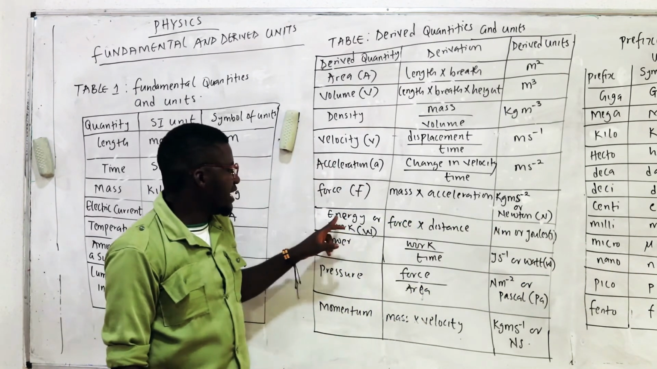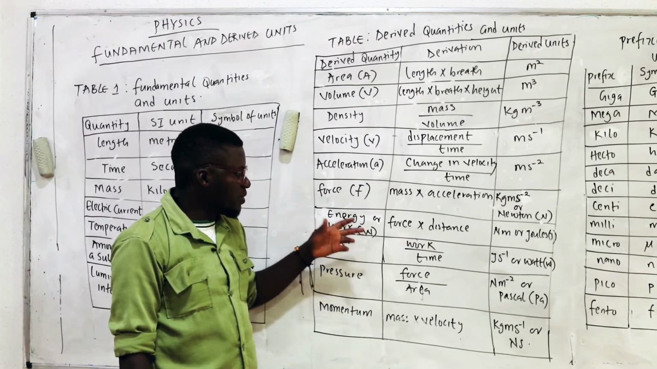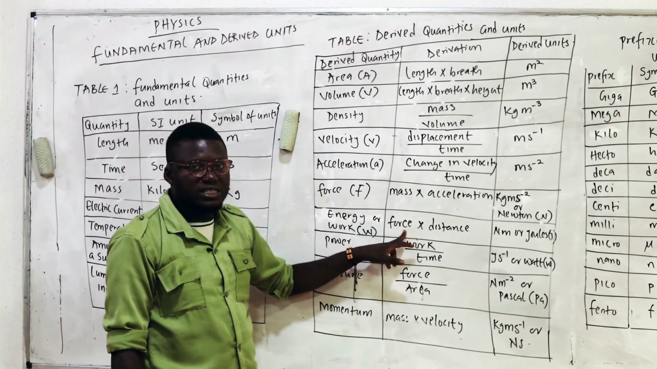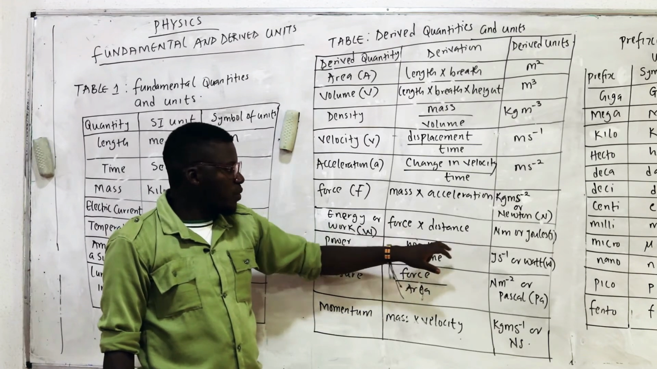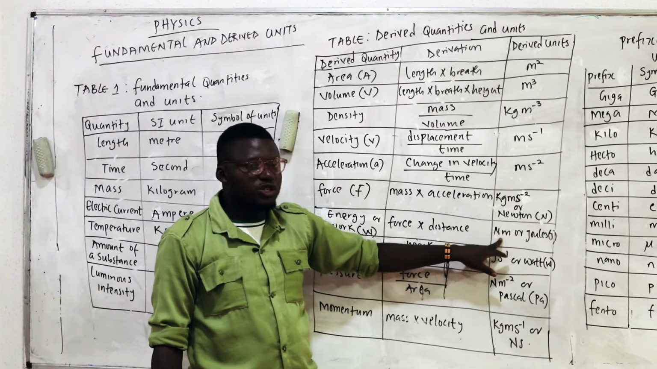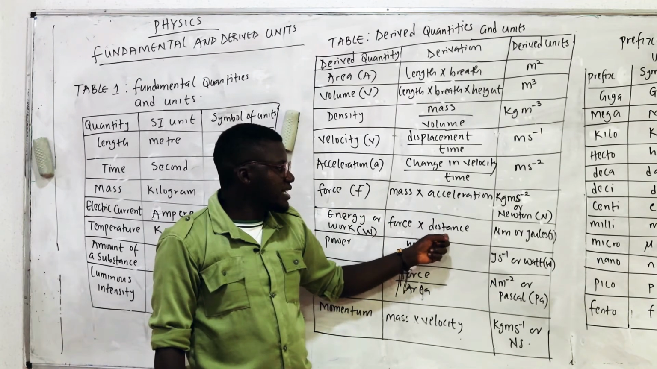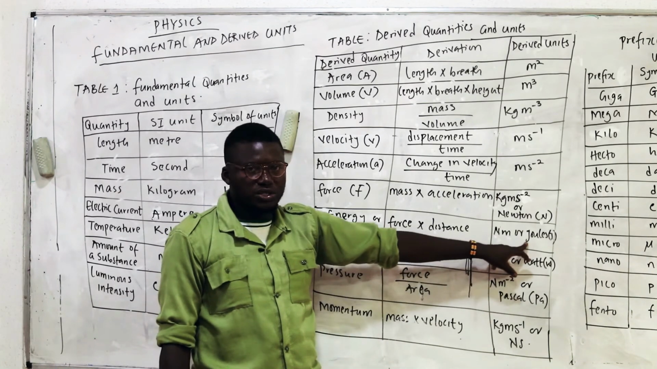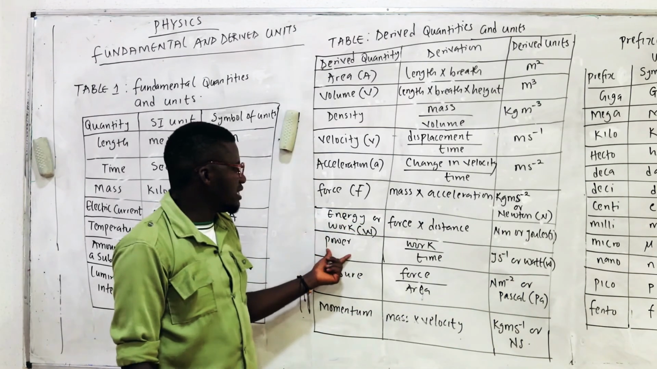So the next one is energy or work. The symbol for energy or work is W. Energy or work is given as force times distance. Force is in Newton, while distance is in meter. So my unit of energy becomes Newton meter, or the collective name for the unit is joules, which is denoted using capital J.